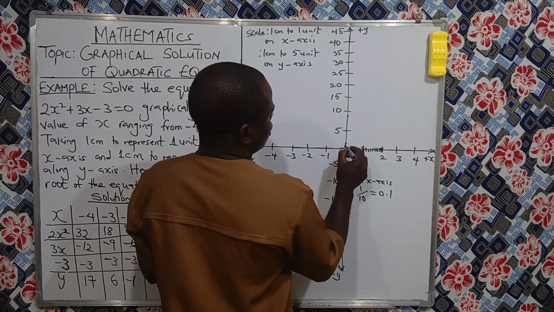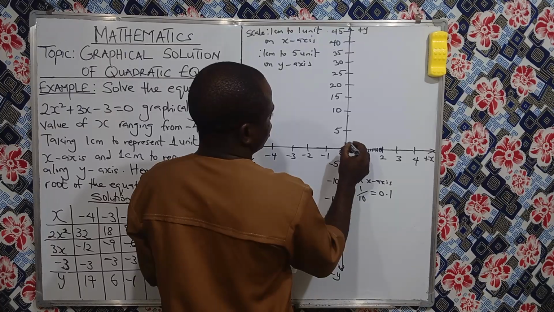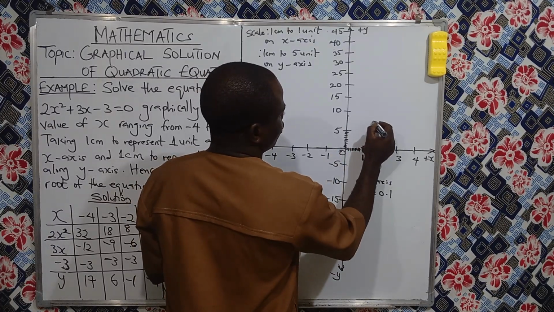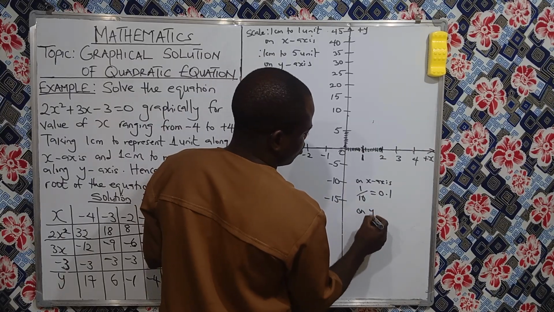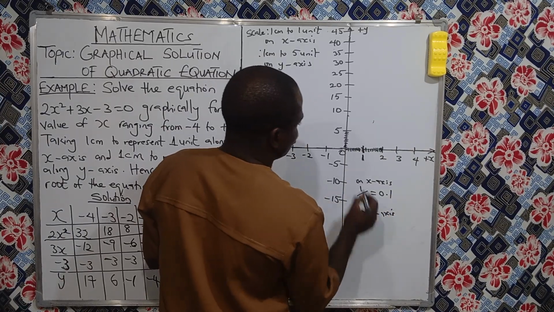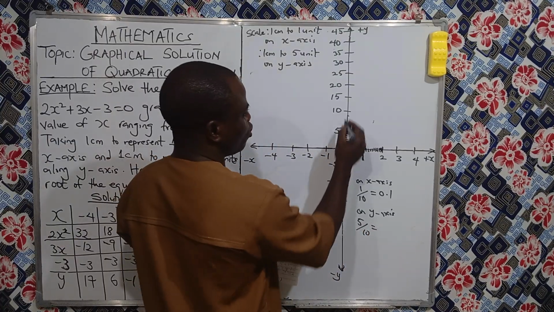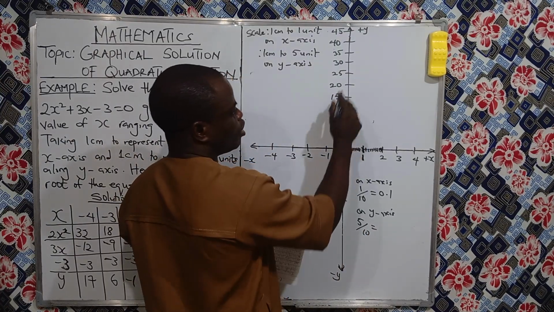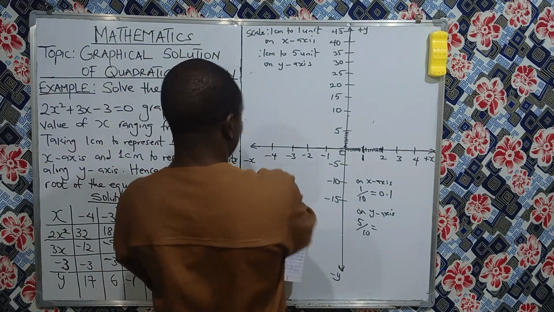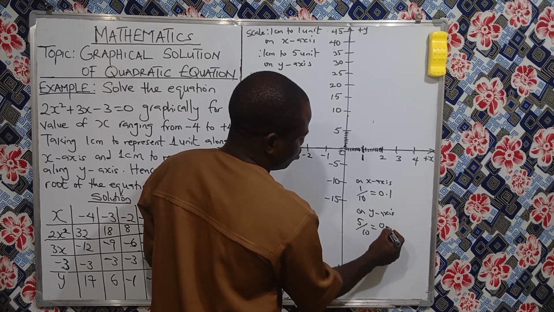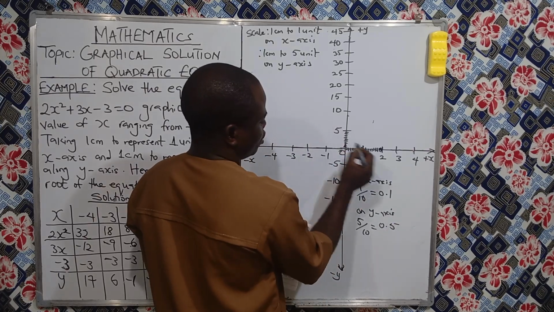On the y-axis, 0, 1, 2, 3, 4, 5, 6, 7, 8, 9, 10. Now say 5 on y-axis, it will be 5 divided by 10, so that we know what each box stands for. We'll be adding it to the baseline when you are plotting your graph. Now 5 divided by 10, that's 0.5. This is 0.